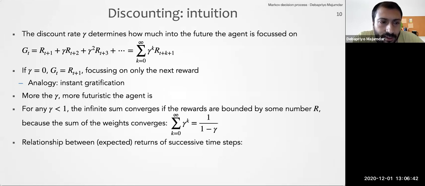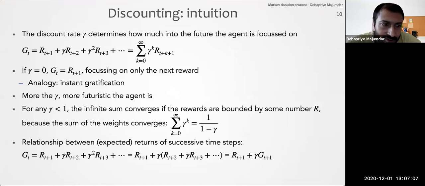All right. So then we can see another interesting relationship between the expected returns of successive time steps. What is the return? This is the expected return, that is the cumulative rewards into the future, right? So G_t is the expected return at time t, and G_{t+1} will be the expected return at the next time step, and so on. So G_t is this, right? r_{t+1} plus gamma r_{t+2} plus gamma squared r_{t+3} and so on.